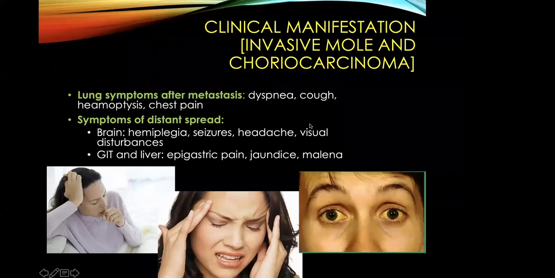The worst scenario is the patient comes with hemoptysis, dyspnea, cough, and even if distant spread has occurred, she can have stroke, hemiplegia. If the liver is involved, she can have jaundice, melena, epigastric pain. So you have to remember that these are the worst scenarios where the metastasis has occurred beyond the lungs, into the brain, liver, and GIT.